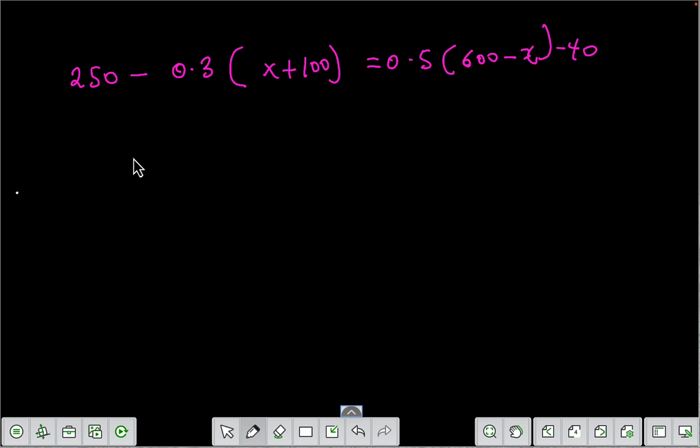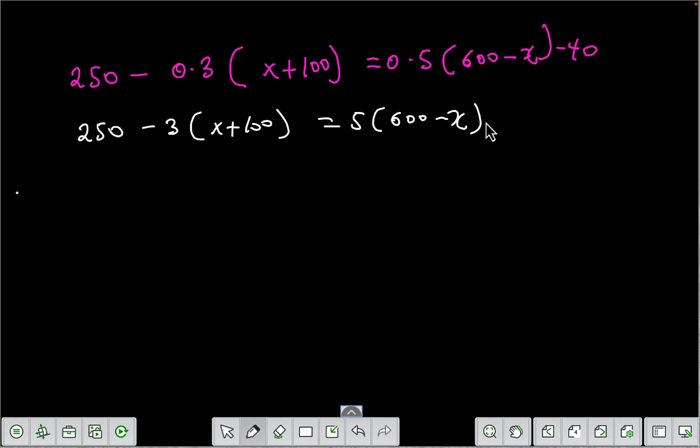Alright, so let's look at this problem. All the decimals are in tenths, so we can multiply each term by 10, right? This will give me 250, this will give me 3, this will give me 5. I just multiplied by 10, this will give me 400, right?